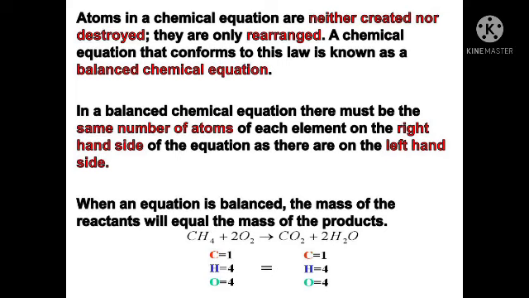What is this chemical equation? In a balanced chemical equation, there must be the same number of atoms of each element on the right hand side of the equation as there are on the left hand side. When an equation is balanced, the mass of the reactants will equal the mass of the products.